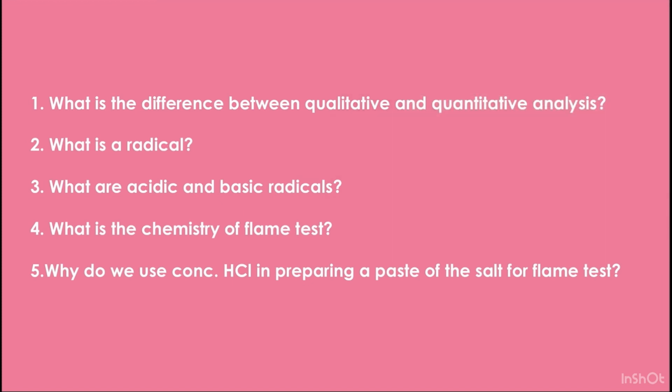Next is what is the chemistry of flame test? You all do flame test in group 5. You have barium, strontium, calcium there. So you carry out the flame test. Now what is the chemistry behind it? The chemistry is when you are heating those particular salts in the form of their paste in concentrated HCl. You get a specific characteristic color in the flame जो आपको help करता है आइडेंटिफाई करने में that whether it is barium, strontium or calcium.